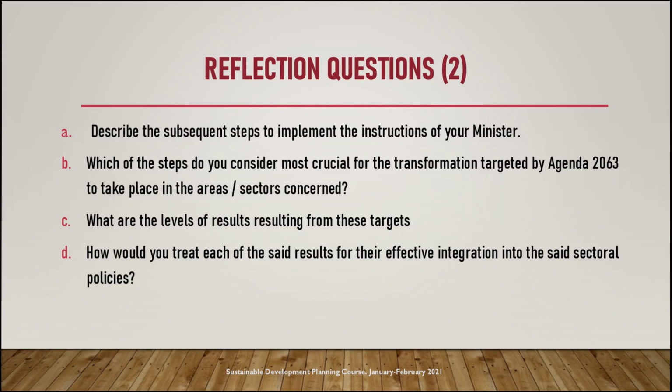So the questions are: A, describe the subsequent steps to implement the instruction of your minister. B, which of the steps do you consider most crucial for the transformation targeted by Agenda 2063 to take place in the sector concerned? C, what are the levels of result resulting from these targets? And D, how would you treat each of these results for the effective integration into the sectoral policies?